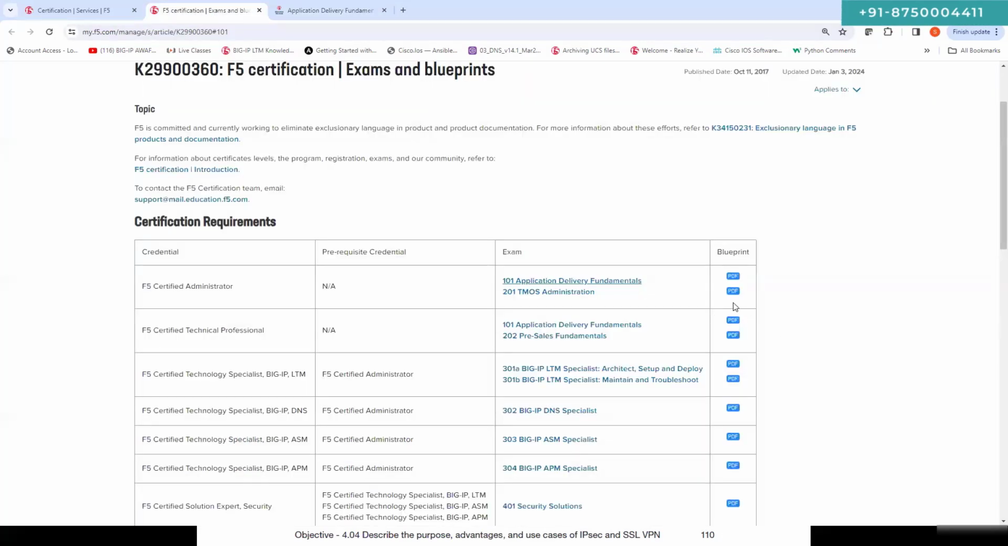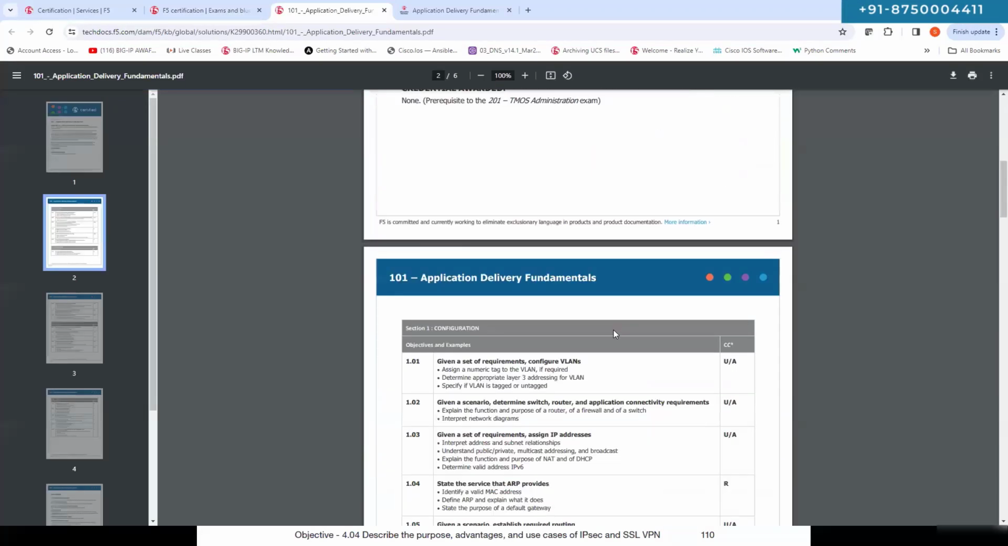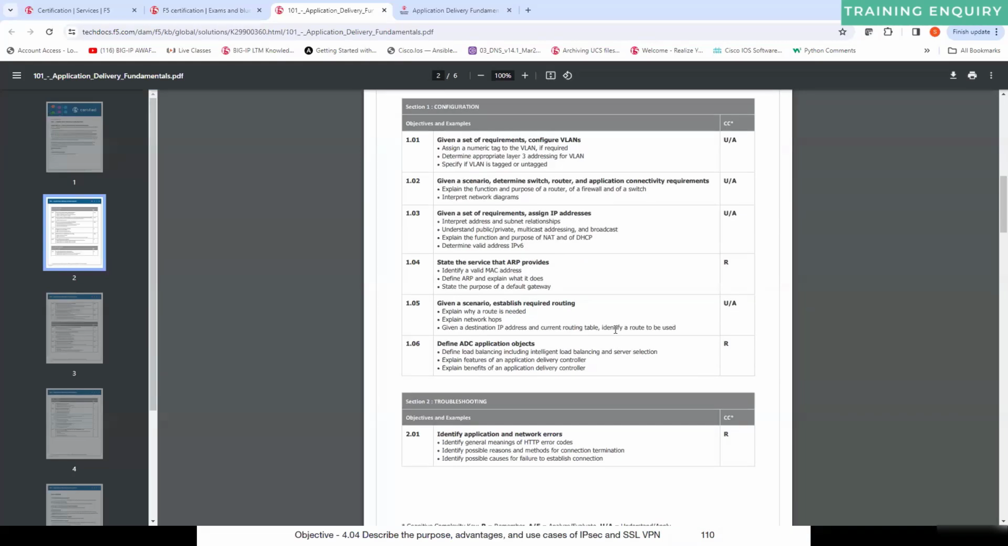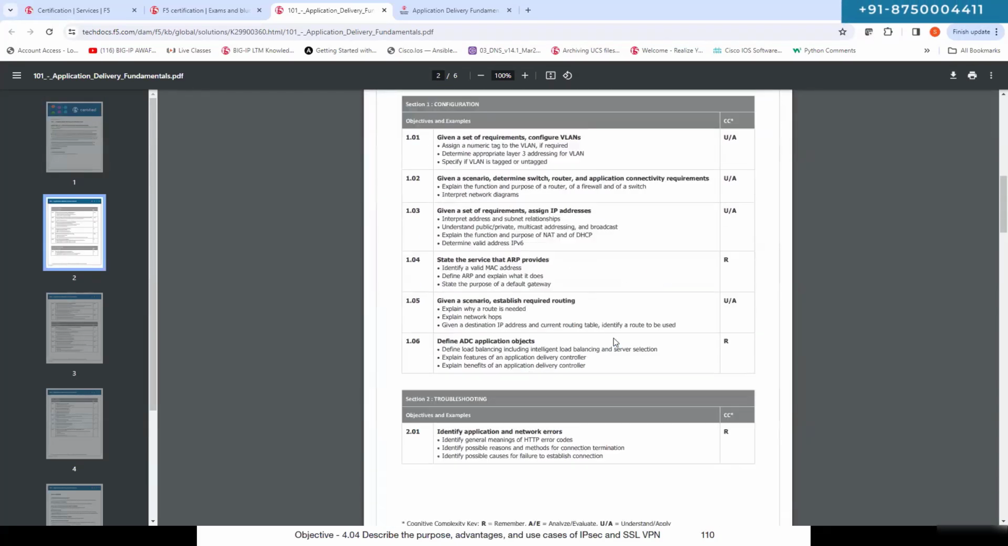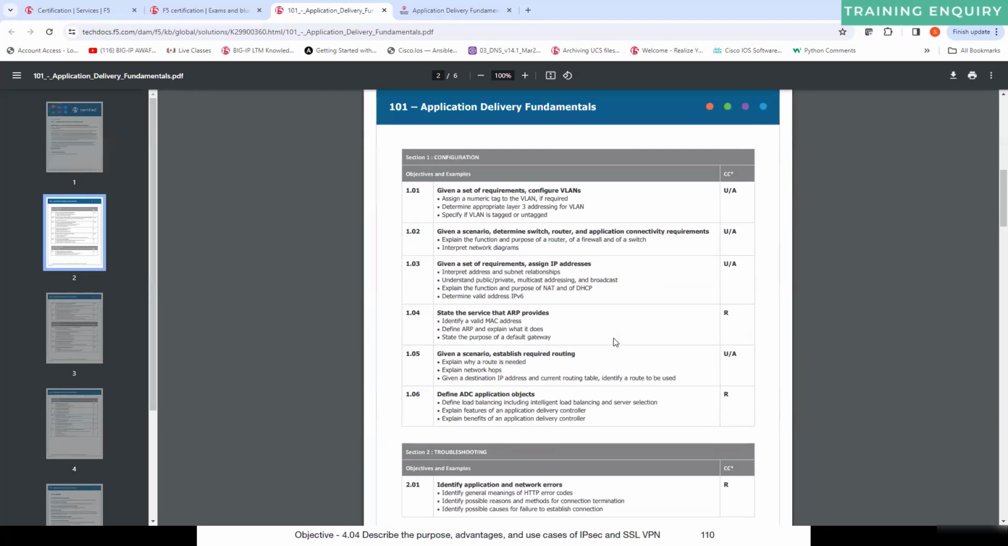Now, if you go back to the blueprint for 101, there you go. This is the blueprint of the latest 101, because F5 has also changed their certification a little. They recently made some changes to their content, but it is still the same, with some minor changes. A couple of things were removed and a couple of more things were added to the certification.